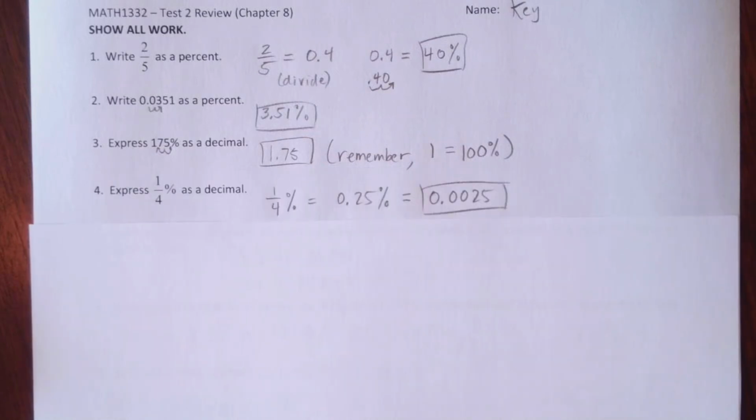All right, let's move on to number 4. Notice here, this is the one that students tend to miss. 1/4 can be written as 0.25, so this is 0.25% or 25 hundredths of a percent. So that's less than 1%. And so when we move that decimal 2 to the left to change to a decimal and drop the percent symbol, we get 0.0025.